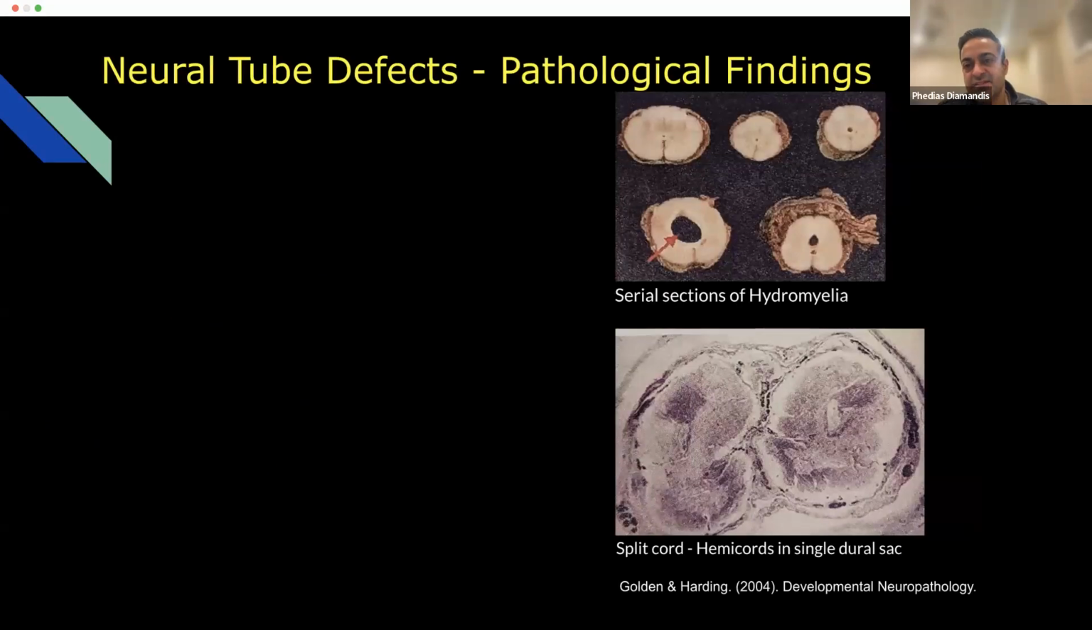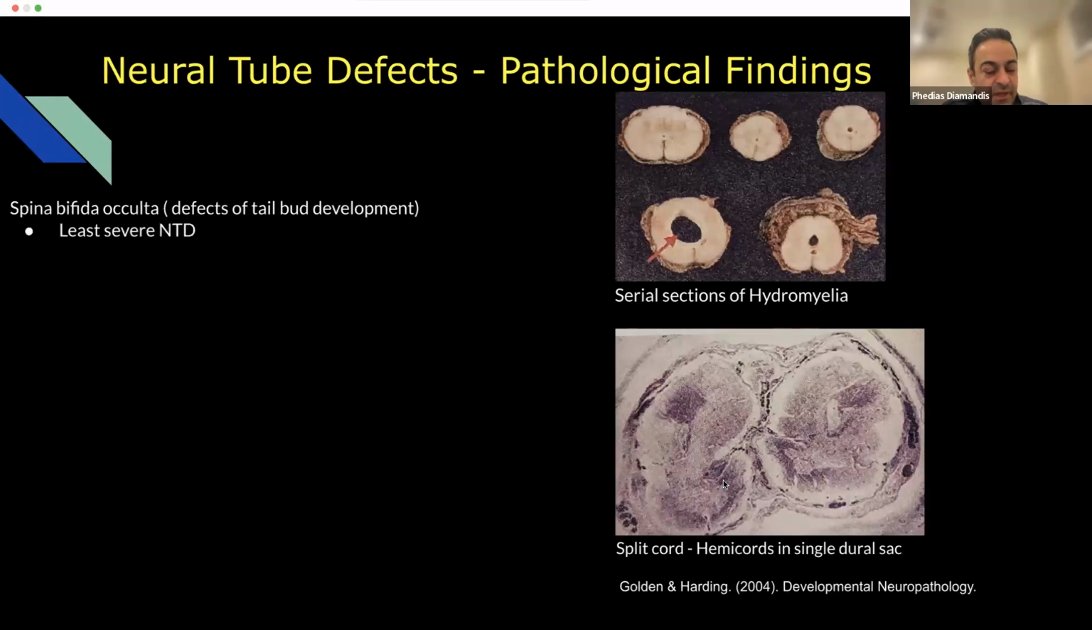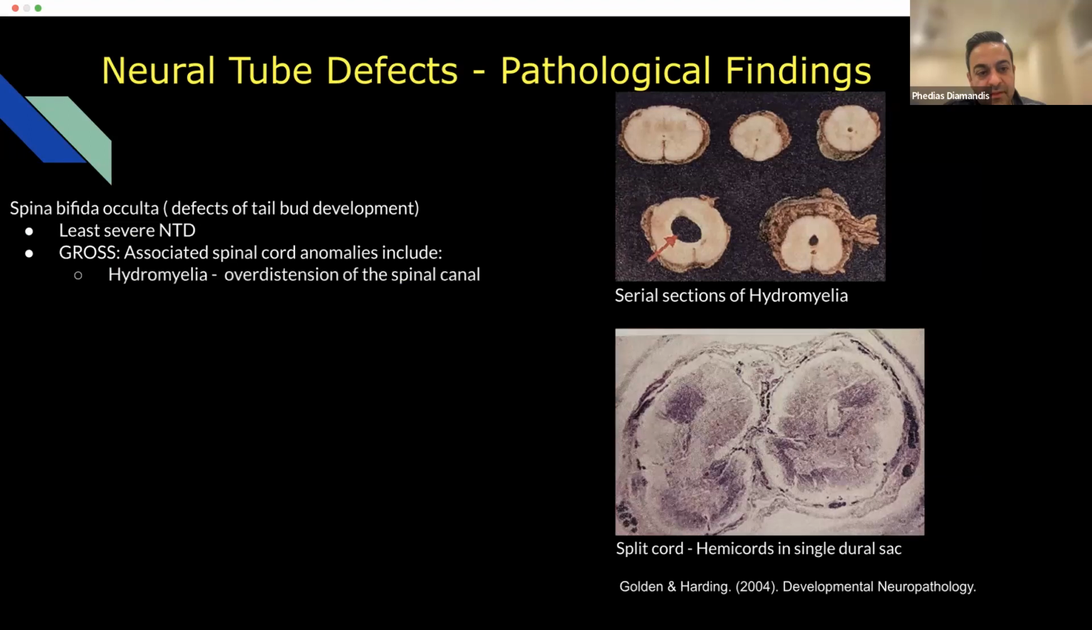Lastly, we're getting into these defects of tail bud development. Here's a nice example of hydromyelia. These are less severe, obviously, and basically there could be hydromyelia or overdistension of the spinal canal, as shown in the top panel. There could be split cords. There could be duplication of the spinal cord, as we saw. There could be splitting of the cord.